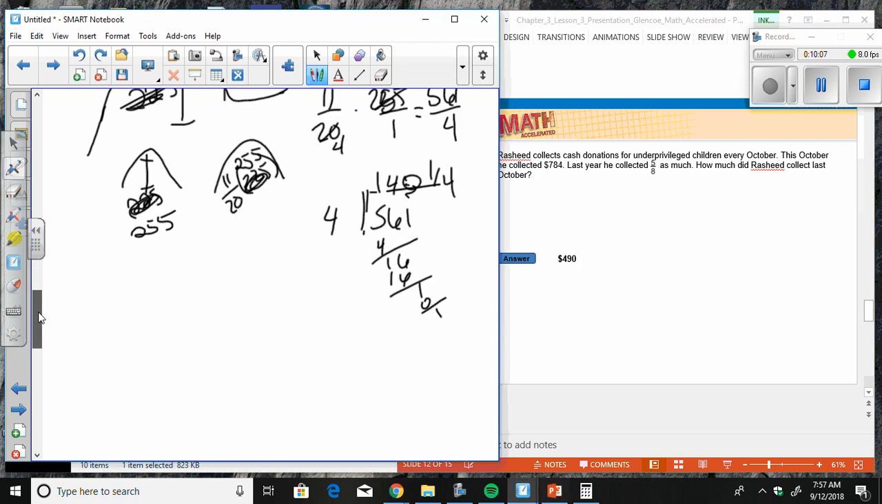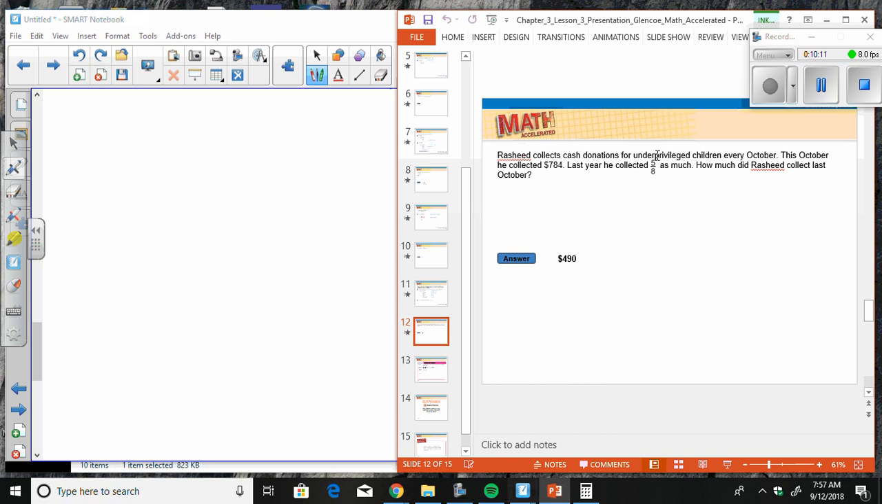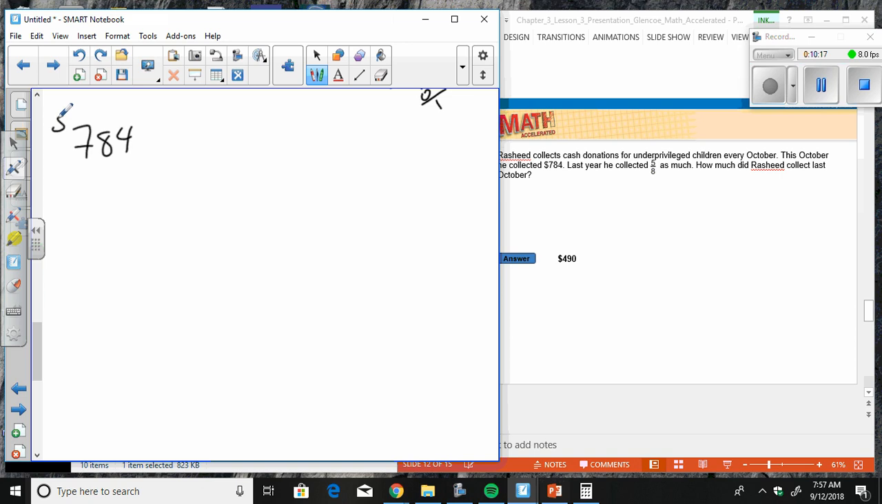So trying one here. Rashid collects cash donations for underprivileged children every October. He's a very good person. This October, he collected $784. Last year, he collected 5/8 as much. So taking 5/8 as much as we had before, how much did Rashid collect in October? So put that over a 1. I know that 2 can go in here, possibly 4.